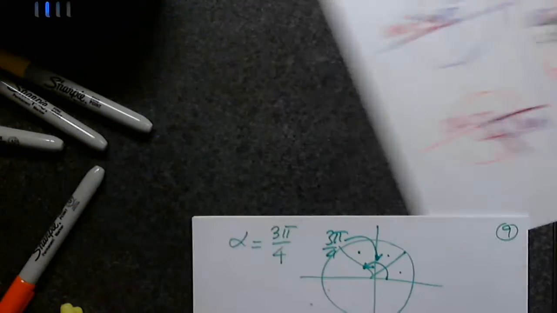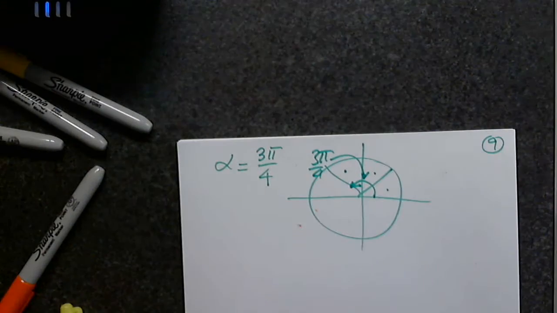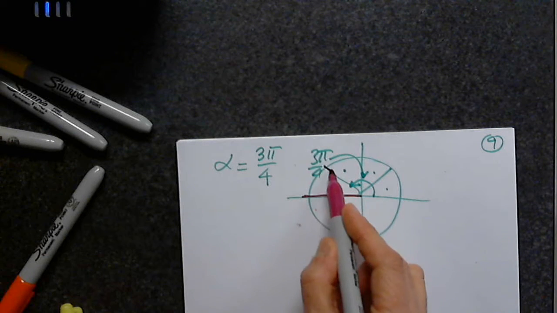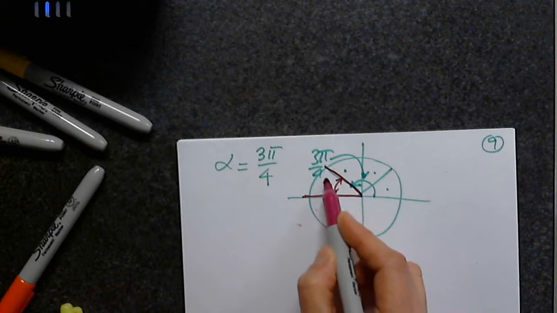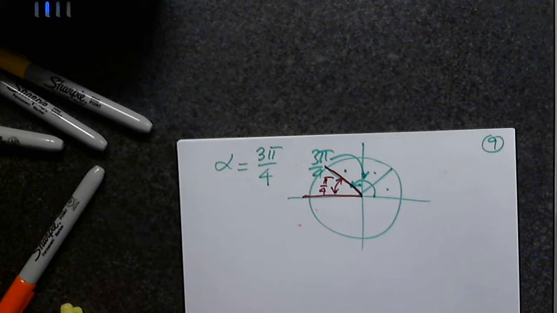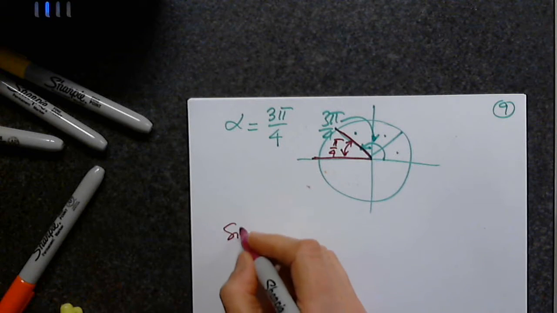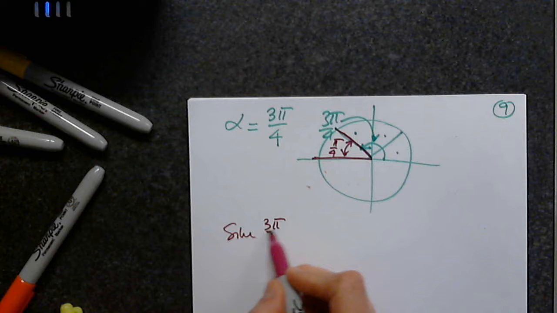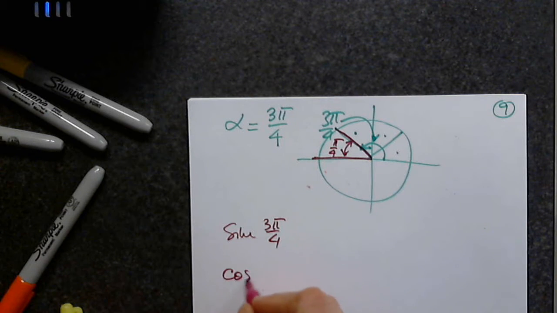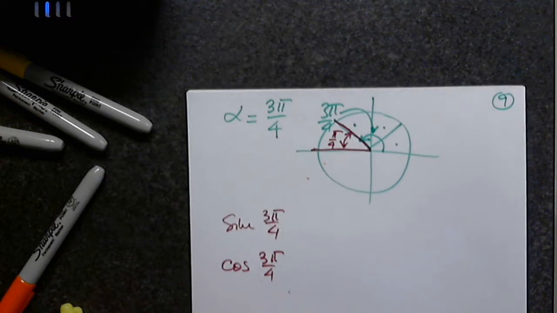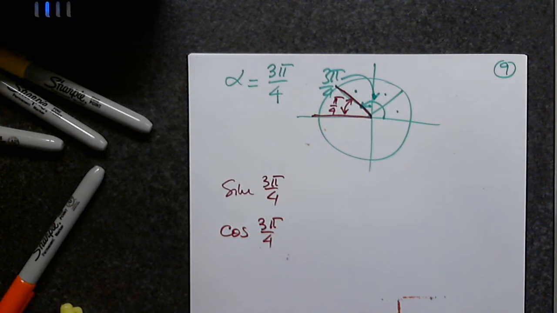What is its reference angle? It's the fourth one, till 180, right? So what is the reference angle? Pi over 4, correct? Correct? Okay. So now I want to find sine 3 pi over 4, then cosine 3 pi over 4, and then I'll come back to the rest.